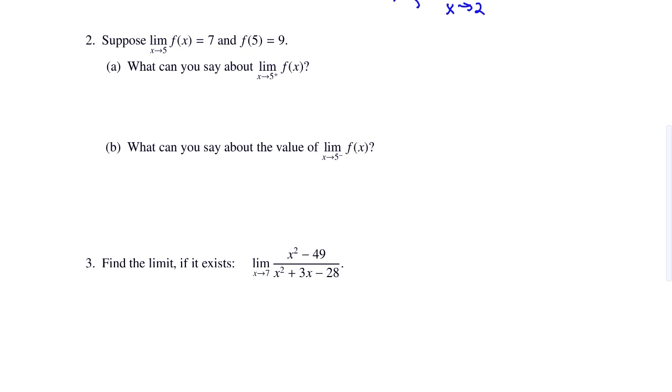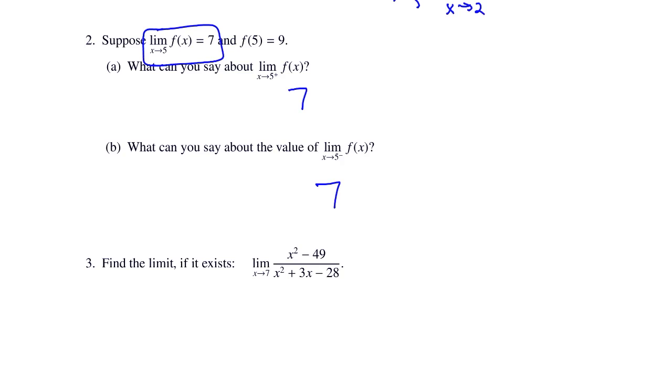Question 2. Suppose the limit as x goes to 5 of f of x is equal to 7, and the function value f of 5 is equal to 9. What can you say about the limit as x goes to 5 from the right, and what can you say about the limit as x goes to 5 from the left? Well, since the limit exists and is equal to 7, you know that both one-sided limits have to have that same value as well. If either of the one-sided limits was different than the other, then the limit would not exist.